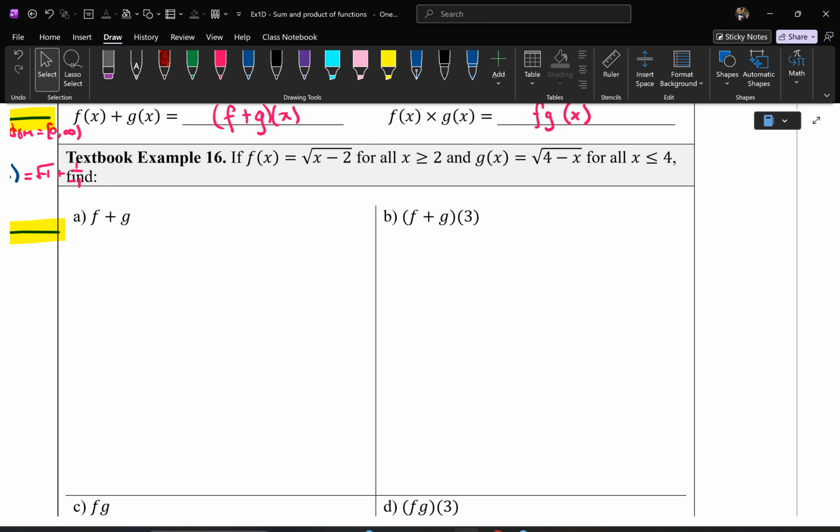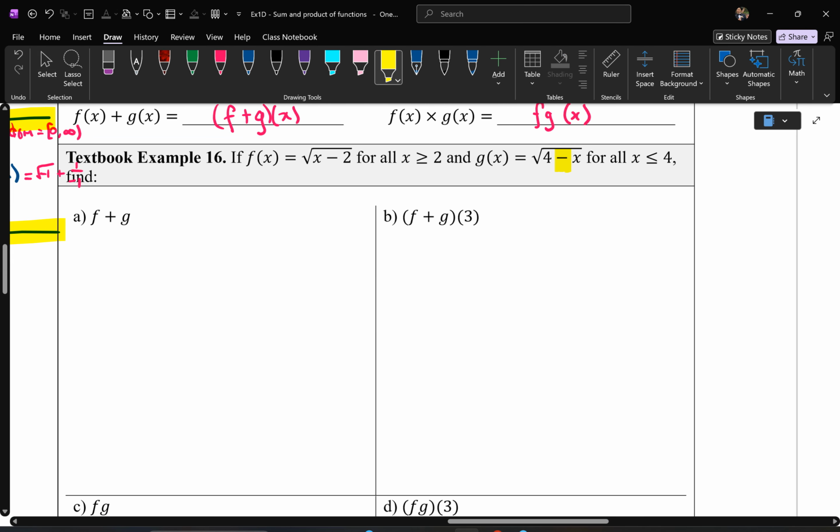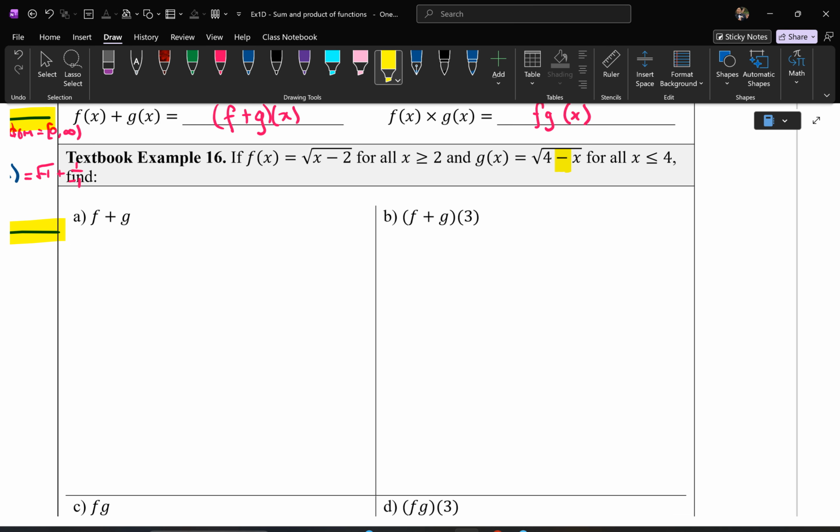And then you've got g of x is root of 4 minus x, which, if you've forgotten, that negative means it's a horizontal reflection. So therefore, it flips the other way. And it's asking for, what does f plus g of x look like? So here we go. What does this equal to? f of x is root of x minus 2, and plus g of x, which is root of 4 minus x.